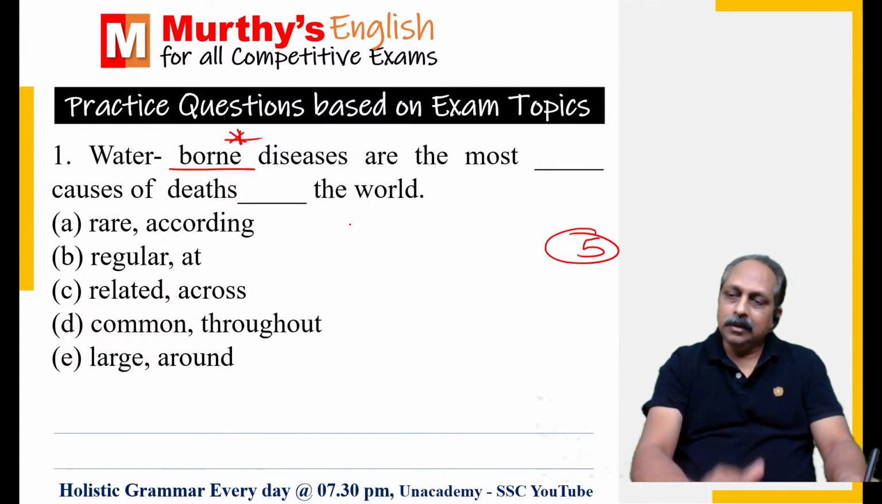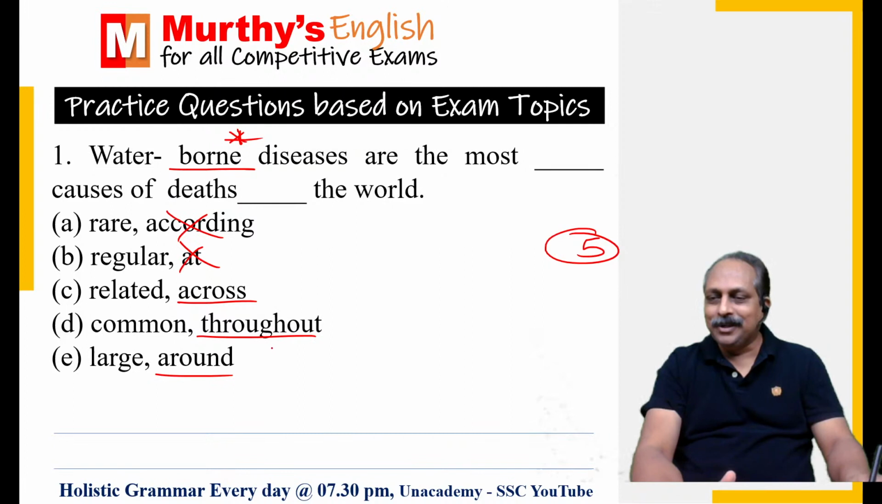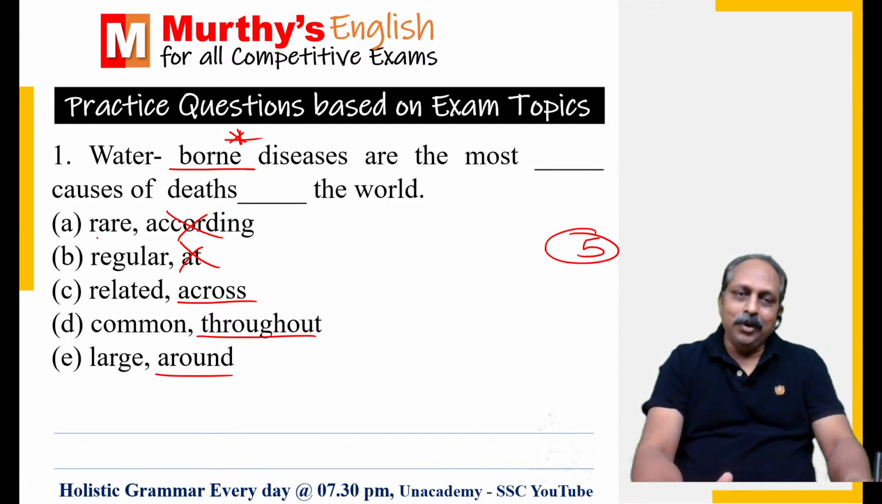Waterborne, this is an important word. B-O-R-N means to give birth. B-O-R-N-E, to carry something. Waterborne diseases are the most causes of deaths in the world. According to the world, grammatically not correct. Take the elimination approach. At the world, grammatically not correct. We say around the world, across the world, throughout the world. Across can be considered, throughout can be considered, around can be considered. I've just used all the three. Now you have to consider C, D, E. Waterborne diseases are the most related, you cannot say related, are the most common causes of deaths throughout the world.